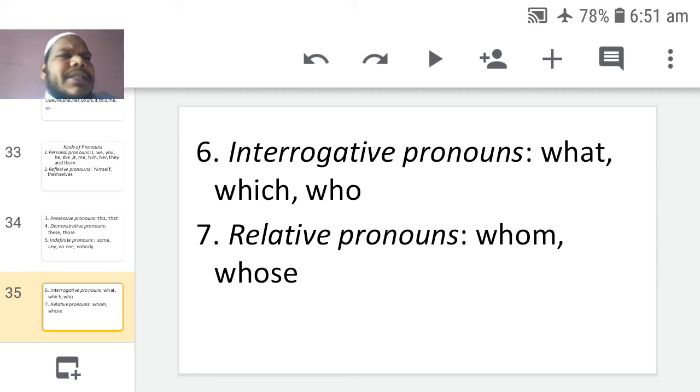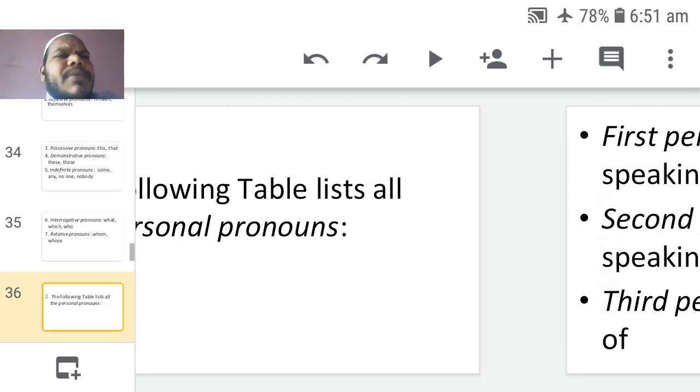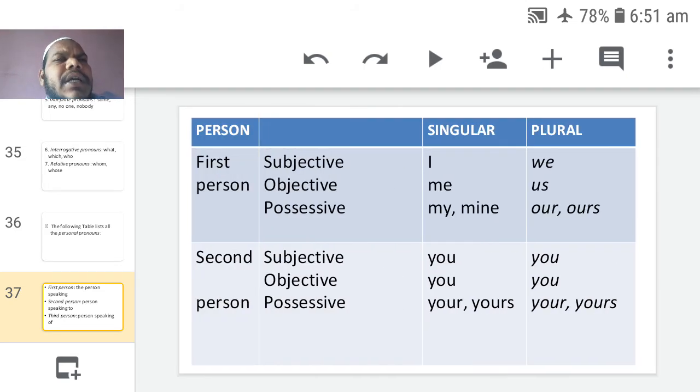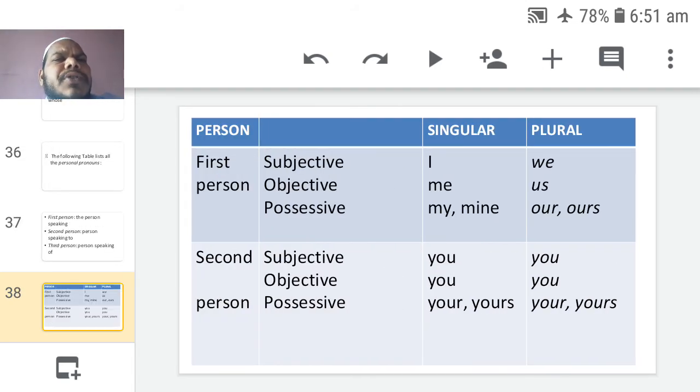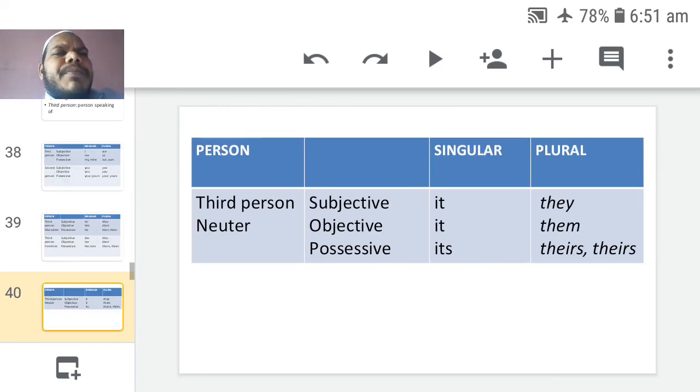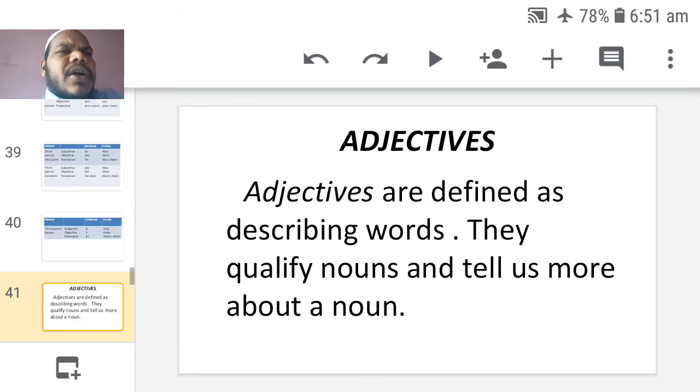I hope you all practice. And you have seen the table of personal pronouns in first person, second person, third person, in subjective, objective, possessive, masculine, feminine and neuter gender, in singular and plural pronouns. Let's see, without taking more time, we go for the next part of speech.